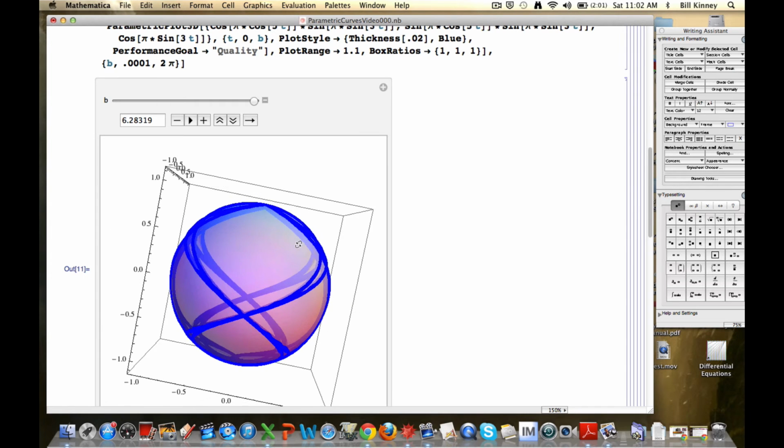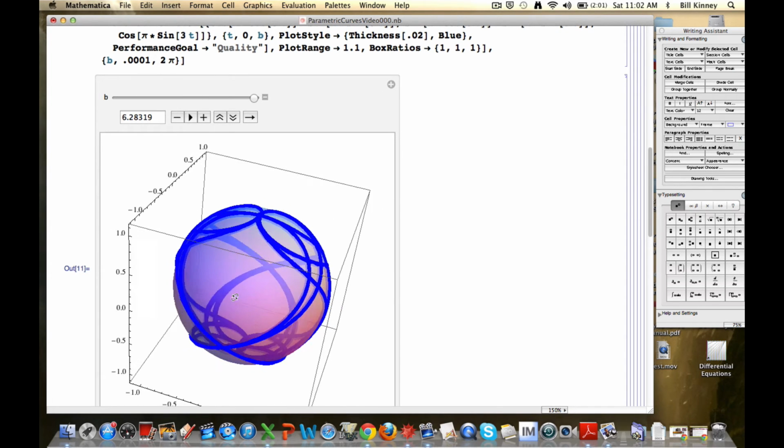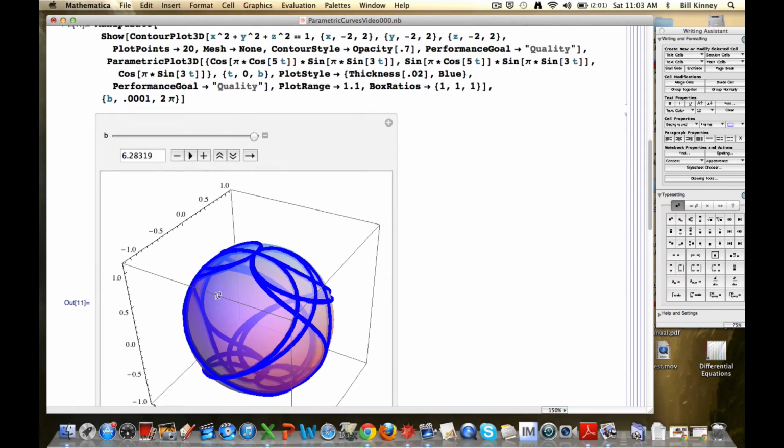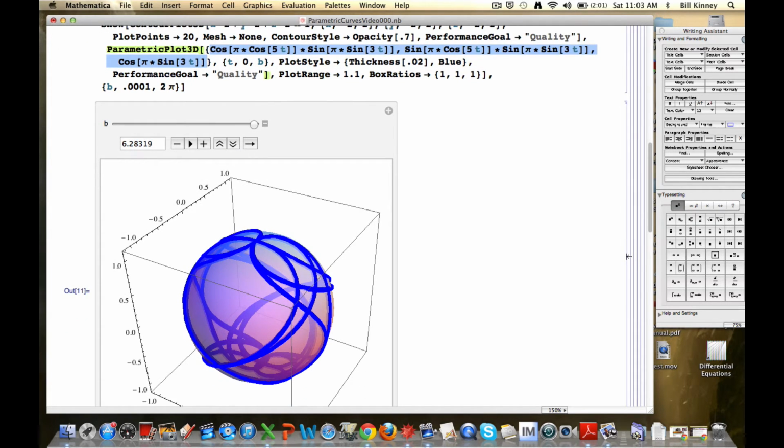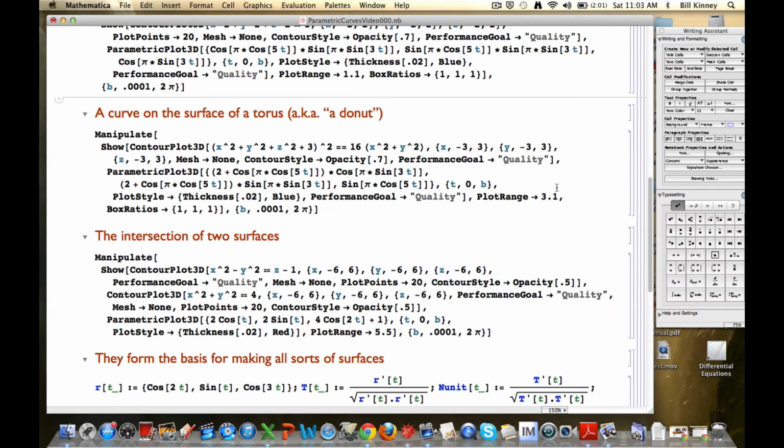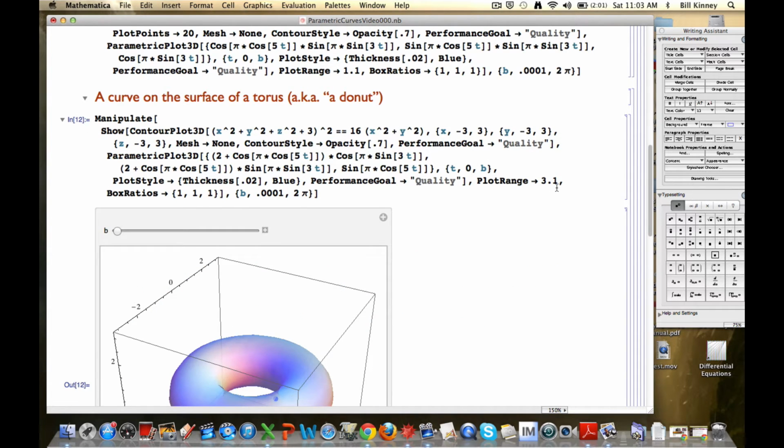And one thing we might want to figure out is, why is this curve on top of a sphere? Somehow these equations that I have here result in a curve that's on top of a sphere. Likewise, I made a curve that was on top of a donut. Again, the official name for that is a torus.